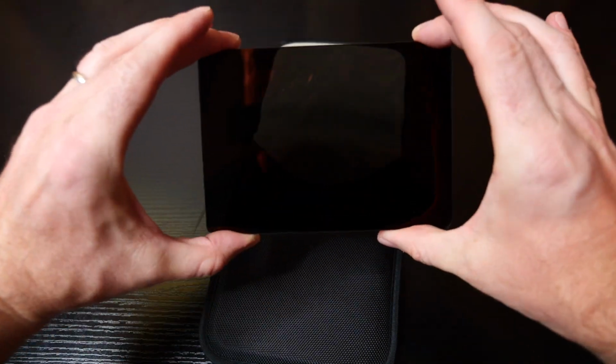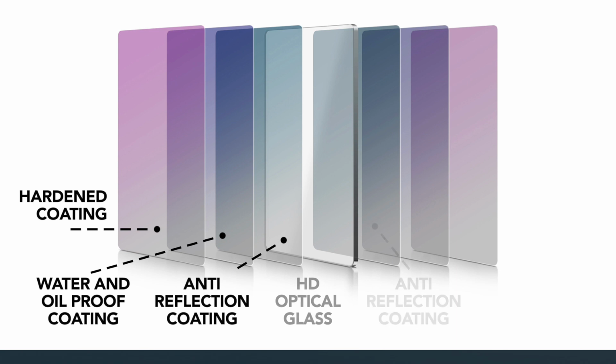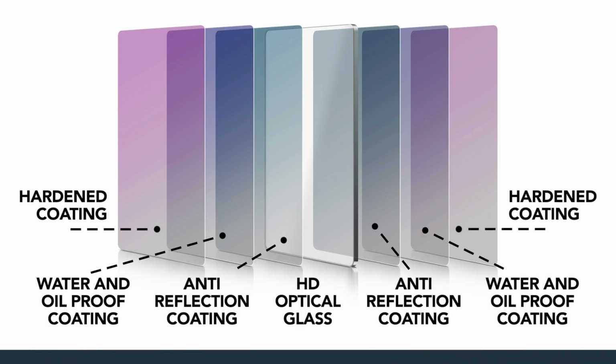And all of these filters are made from premium HD optical glass. They feature multiple layers of nano coatings on both sides, including anti-reflection coatings, water and oil-proof coatings, and a hardening coating to help prolong the life of the filter.